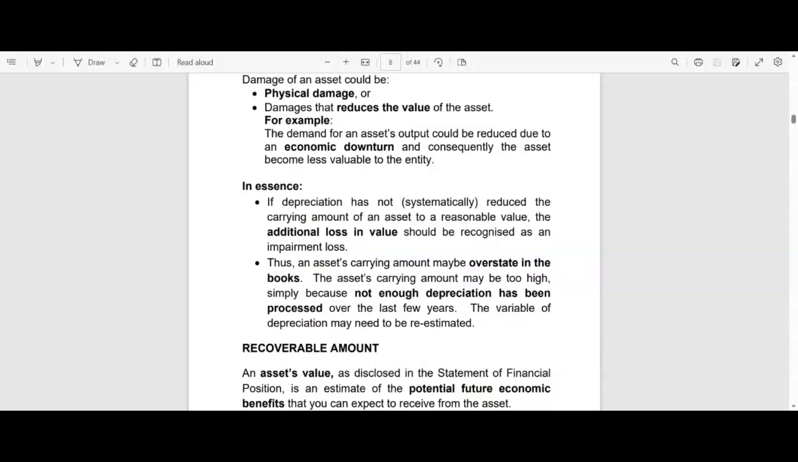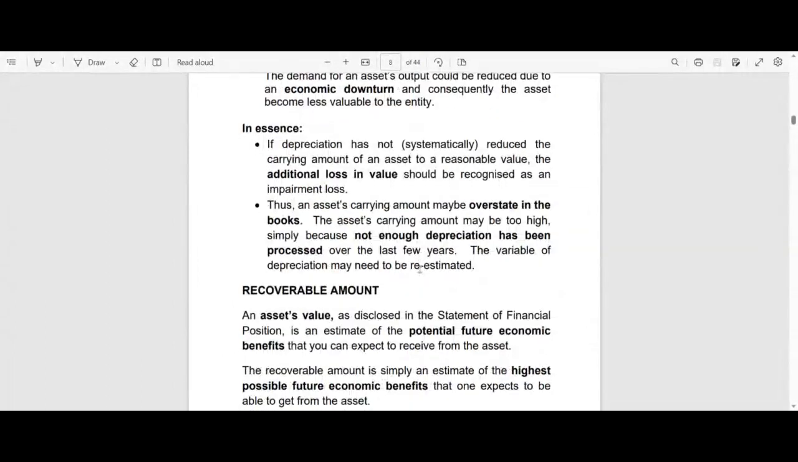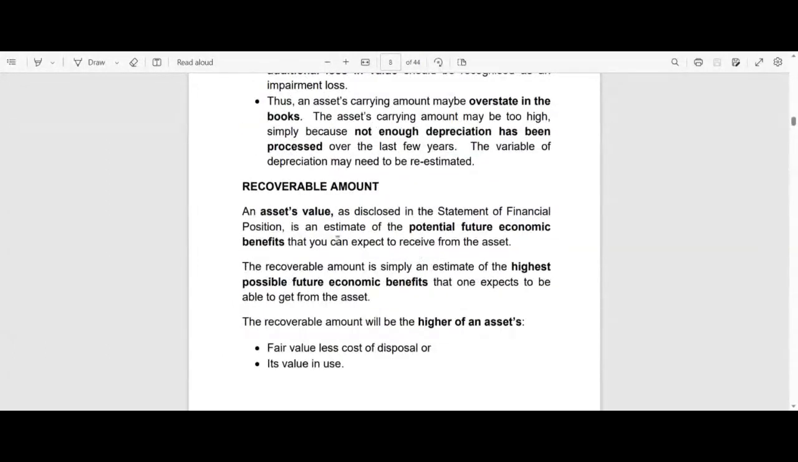So in essence, we say depreciation. If depreciation has not systematically reduced the carrying amount of an asset to a reasonable value or a fair value, the additional loss in value should then be recognized as an impairment loss, so that we are not overstating the value of our property, plant, and equipment and assets in general. Now, ladies and gentlemen, this is very important to us in financial accounting too.